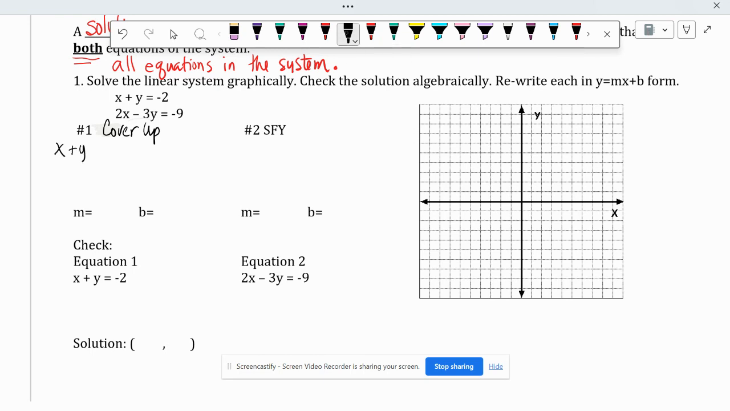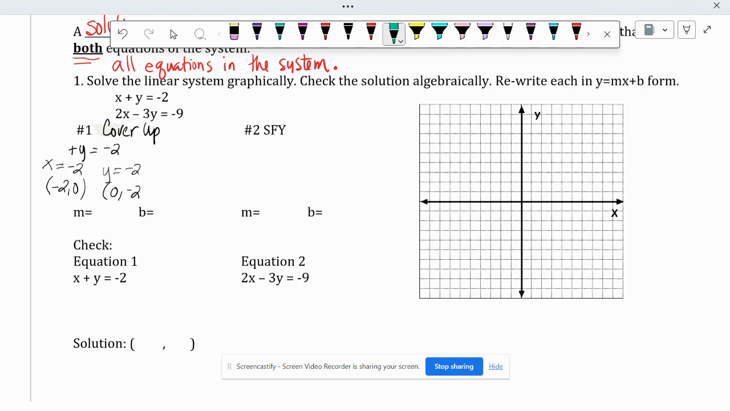x plus y equals -2. So I'm going to use the x- and the y-intercept. If I want to find the x-intercept, I let y equal 0, and that gives me x equals -2. So that's the ordered pair (-2, 0). I just covered up the y. And if I want to find the y-intercept, I cover up the x, and that's the equation y equals -2. So that's the ordered pair (0, -2). So I solved my first equation using the cover-up method, or the intercepts.